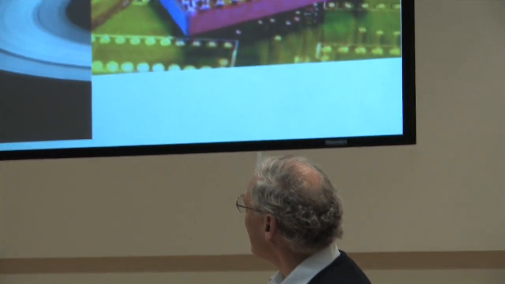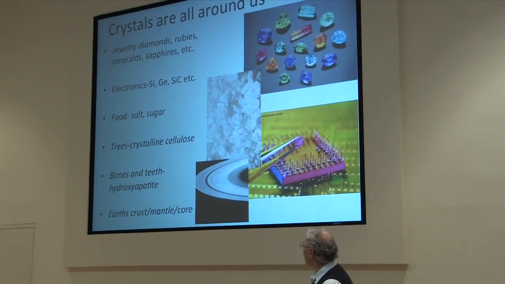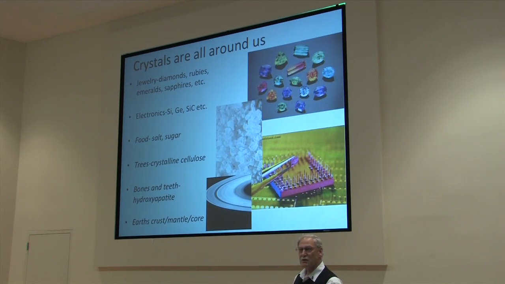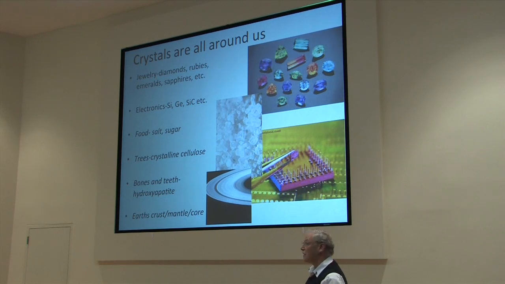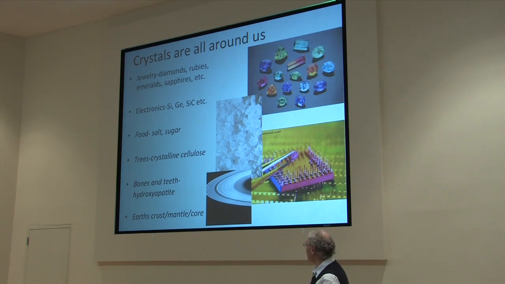Now, again, I wanted to convince you that crystals are everywhere in our environment. We see them in jewelry: diamonds, rubies, emeralds, sapphires. Everybody recognizes those as being crystals. But we also see them in electronics. The electronics industry, the integrated circuits, are based on silicon and somewhat on germanium and silicon carbide and other single crystals. Also, solar cells and other materials are made with crystals. But you also see them in food. Salt and sugar are crystals.